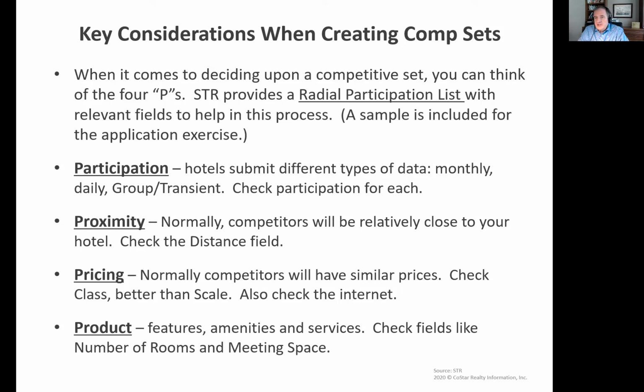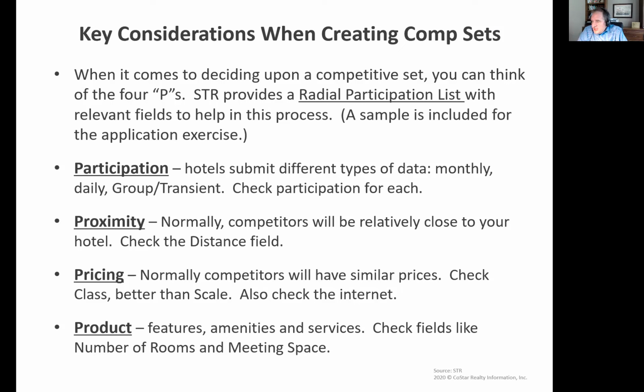The next P, proximity. Now, common sense, you're going to be looking at hotels that are close to your hotel. So in that radial participation list, there will be a distance field, and when you get it, the hotels will be sorted in distance order, and you'll be looking at that. That'll factor into our considerations. Now, it's not the only consideration, but it is important.